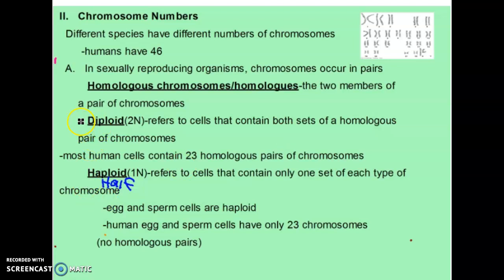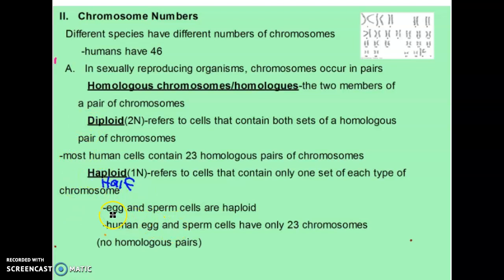Diploid, di means two, so diploid, which also means 2N. I think this is usually kind of confusing for students at first, but the more we talk about this, the more familiar it'll be and the more it'll make sense to you. So diploid refers to cells that contain both sets of a homologous pair of chromosomes. Most human cells contain, or are supposed to contain, 23 homologous pairs. And then haploid refers to cells that contain only one set of each type of chromosome. And guess what? Most of our cells are diploid. Some of our cells are haploid.